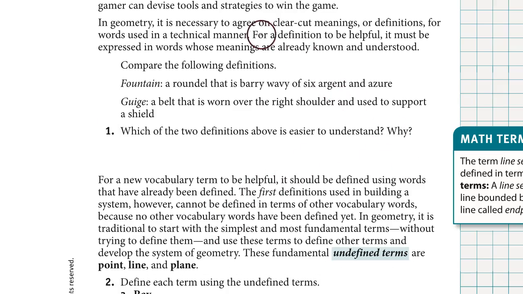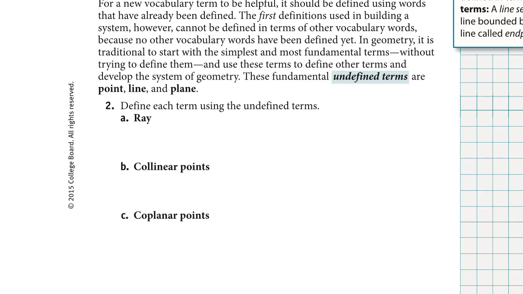In geometry, it's necessary to agree on clear-cut meanings or definitions for our words. For a definition to be helpful, it must be expressed in words whose meanings are already known and understood. To be helpful, vocabulary words need to be defined using words that have already been defined. But there always has to be a few first words that can't be defined. In geometry class, these are called undefined terms, and there are just a few of them: point, line, and plane.